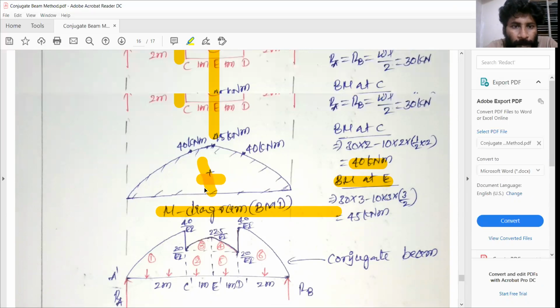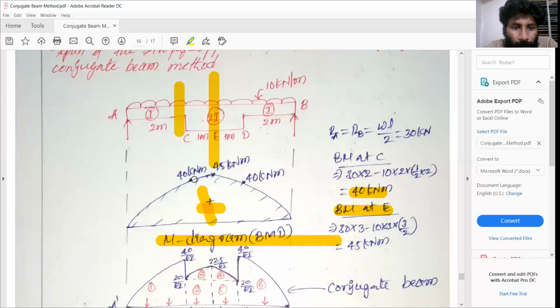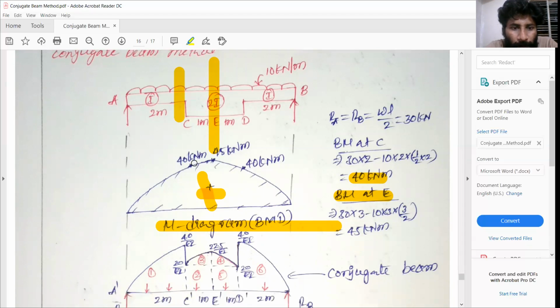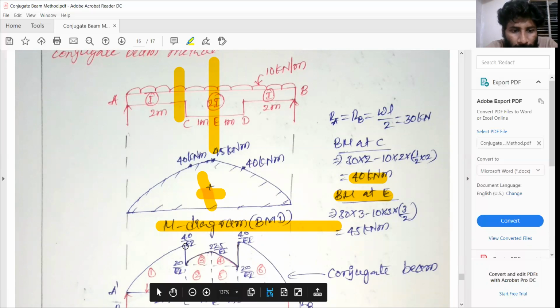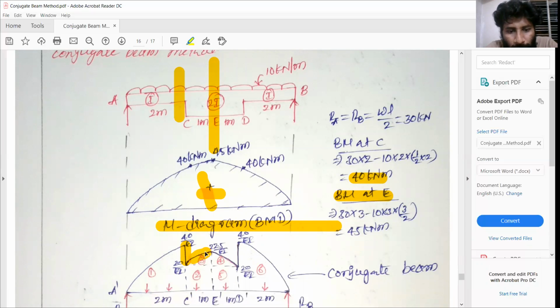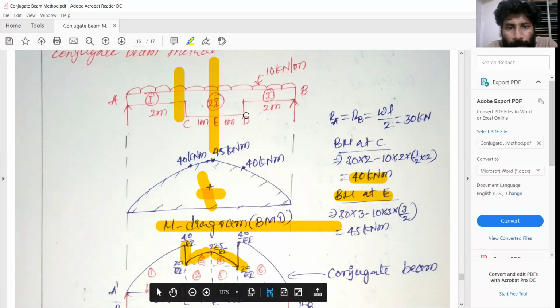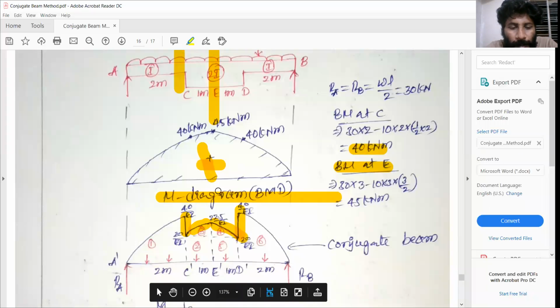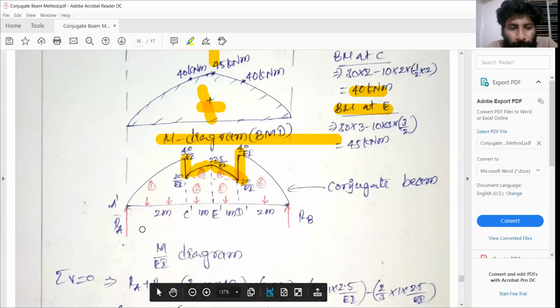It's parabolic in nature. We know that the values we get are 40, 45, 40. Here the change of cross section is there, so that's why we have to divide these values by EI values. So 40 divided by EI is 40 by EI, and 40 divided by 2EI is 20 by EI. So there is an ordinate here. Then again 45 divided by 2 is 22.5. Again the variation is always parabolic, and this side also parabolic, and again here 40 divided by 2EI is 20 by EI, and 40 divided by EI is 40 by EI. So again it's symmetrical. Here also the loading is symmetrical on the conjugate beam. This is the conjugate beam.